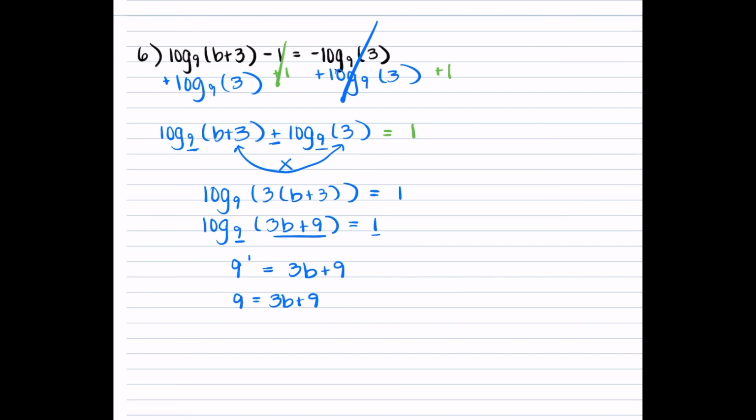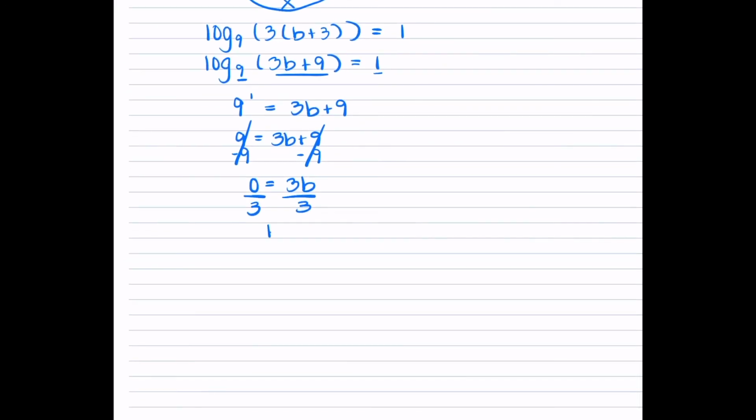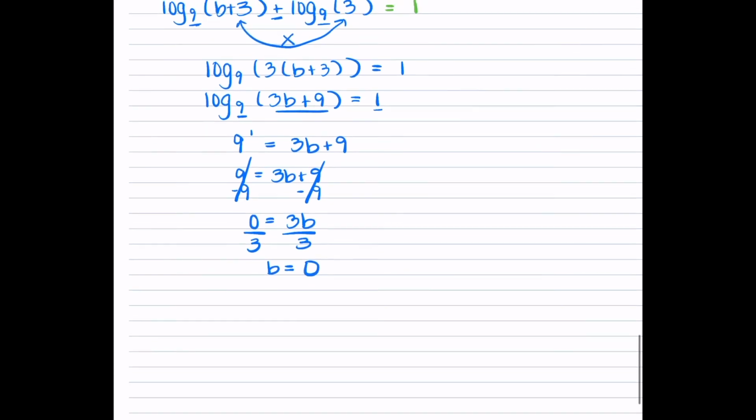Then, let's subtract 9 from both sides so that we can isolate our b. This would actually cause both 9s on both sides to cancel out, so we would get 0 equals 3b. To finally isolate b, we can divide by 3. When the 0 is in the numerator, it always will equal 0, so we have b equals 0.